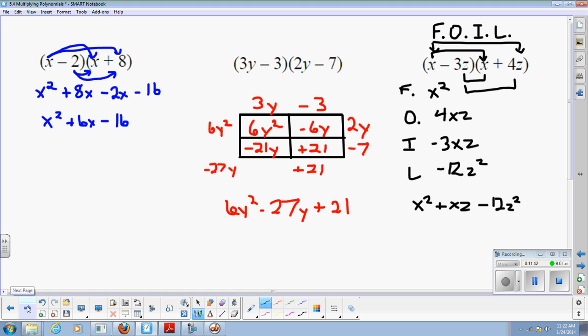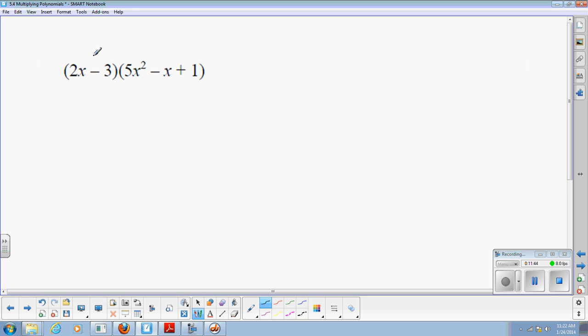So let's look at the last example here. I have a binomial times a trinomial. And I can do this either way. I can distribute. I can say, all right, I'm going to do 2x times 5x squared, 2x times a minus x, and 2x times 1. So if I do that distributing, 2x times 5x squared is going to be 10x cubed. Then I do 2x times minus x is going to be a minus 2x squared. And then I have 2x times 1, so that'll be plus 2x.